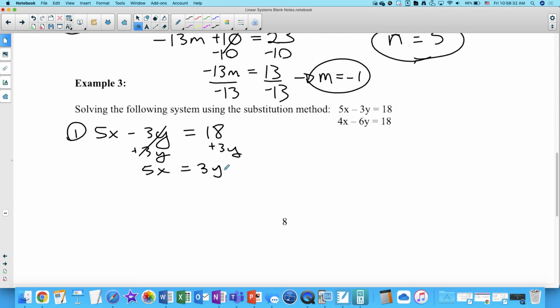Now here what I would do is actually figure out the decimal for that. What is 3 over 5 as a decimal? Yeah, 0.6y plus 18 over 5 is 3.6. Okay, and then I don't have to deal with any fractions anymore.